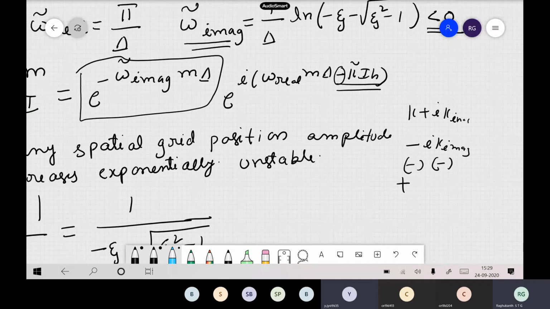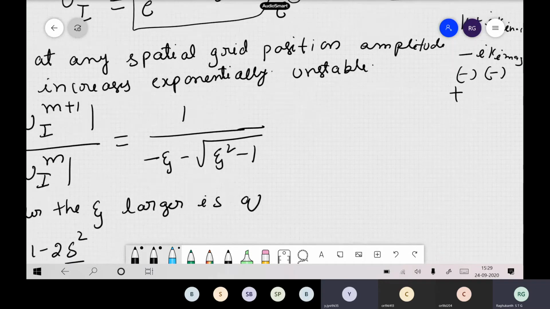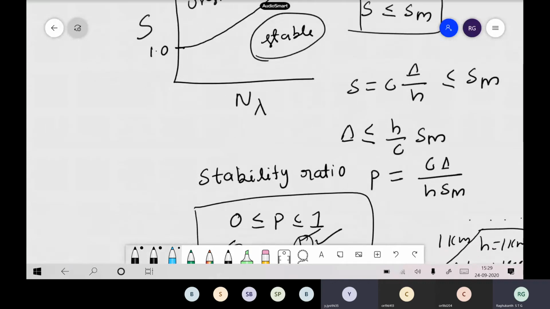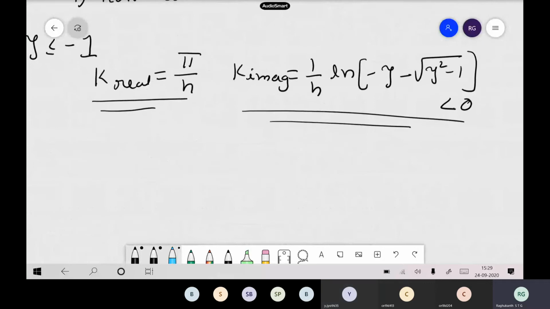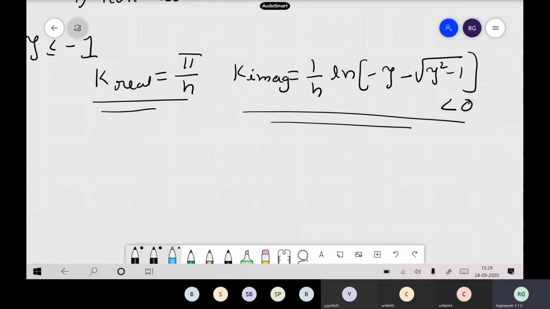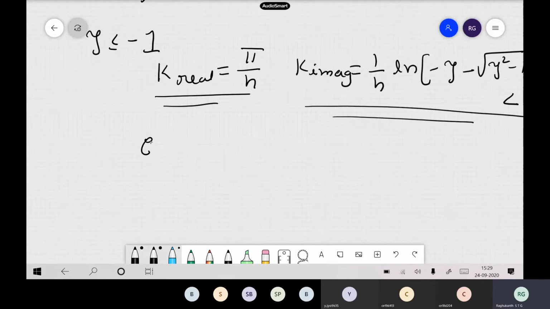Then finally when it goes outside, you are having one more i term here. So i into i, what happens? i square becomes minus 1. So because of the negative sign, one more negative sign, it gets cancelled, so there is no instability coming into the picture here. If you write this expression, it looks something like this: e to the power of k imaginary into h, this is how your exponent comes.